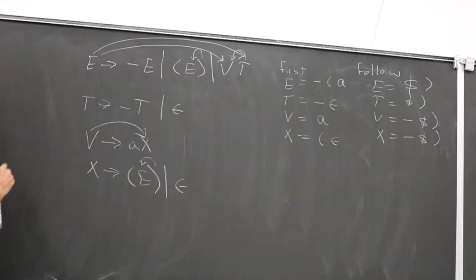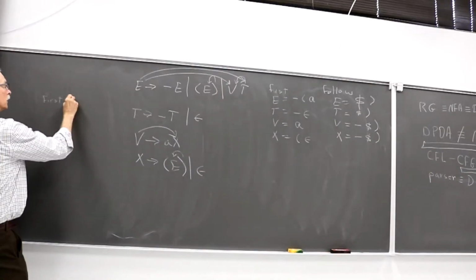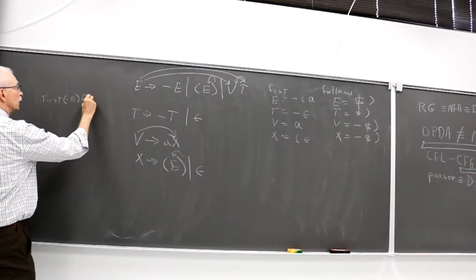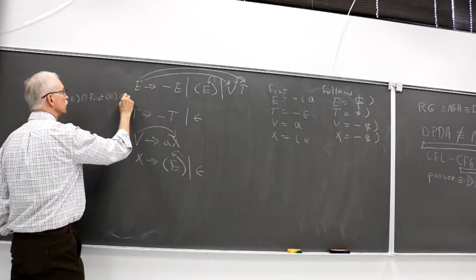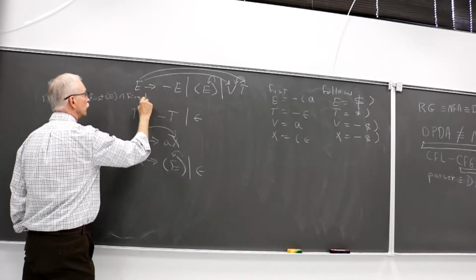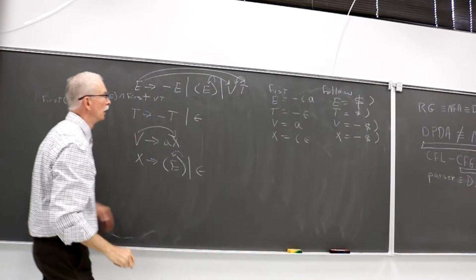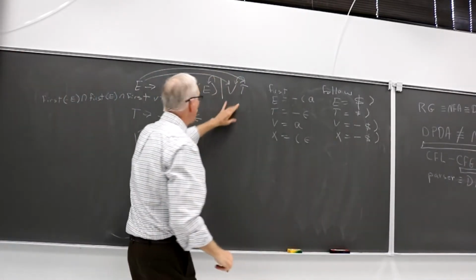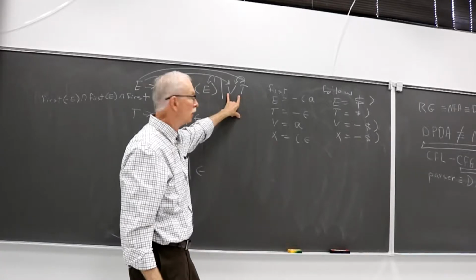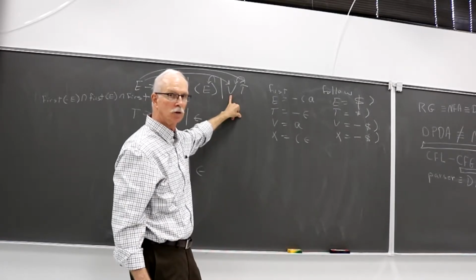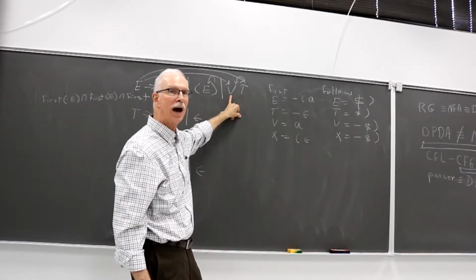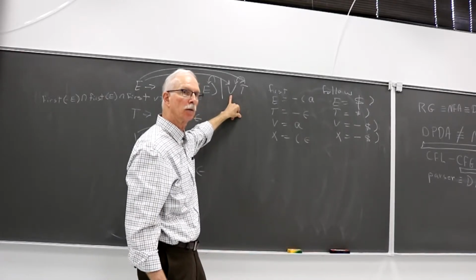Okay, so now your question is the first of minus E intersect the first of paren E paren intersect the first of VT, and then I look at, okay, I don't have to do the follow because while T can go away, V can't. So there's no empty there. And so there's no follow of E that I need to check.